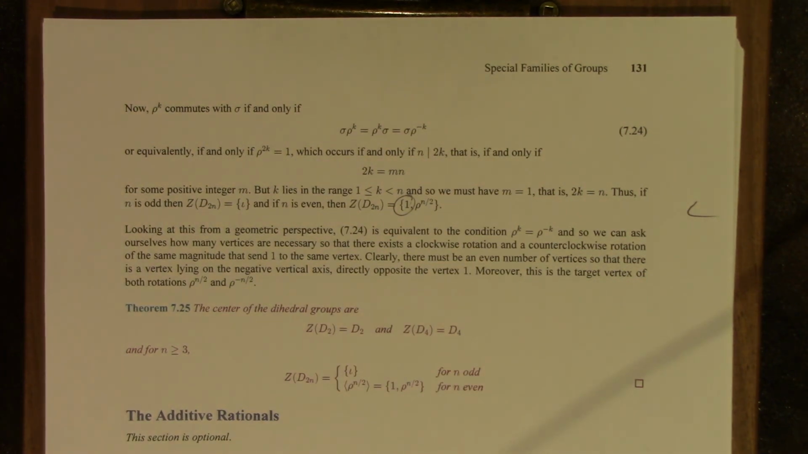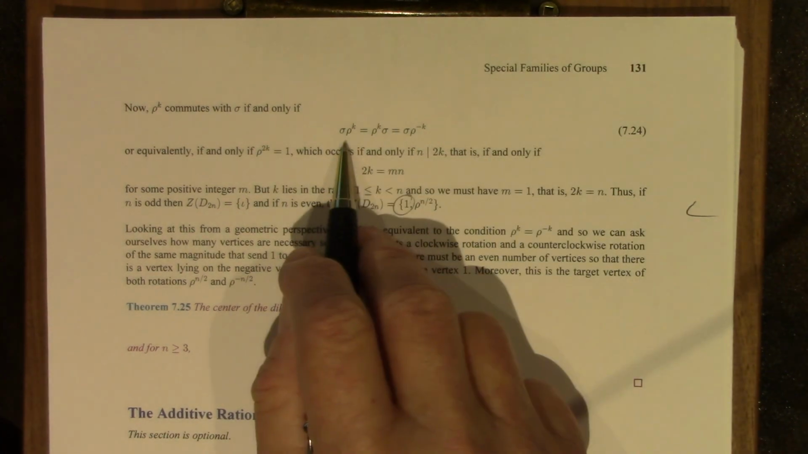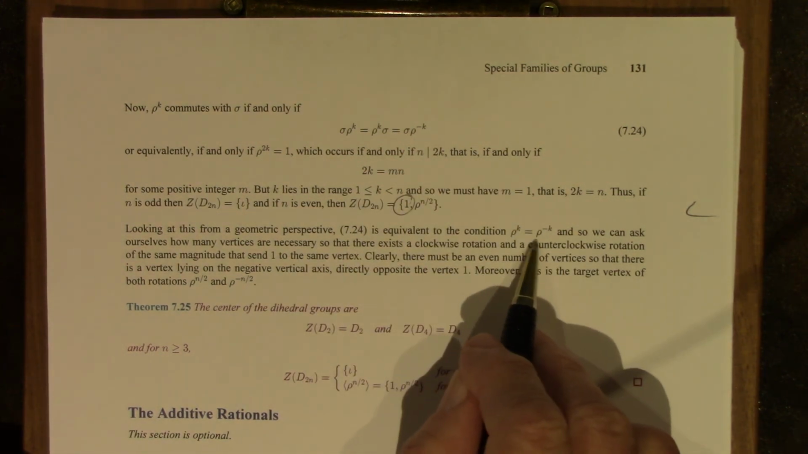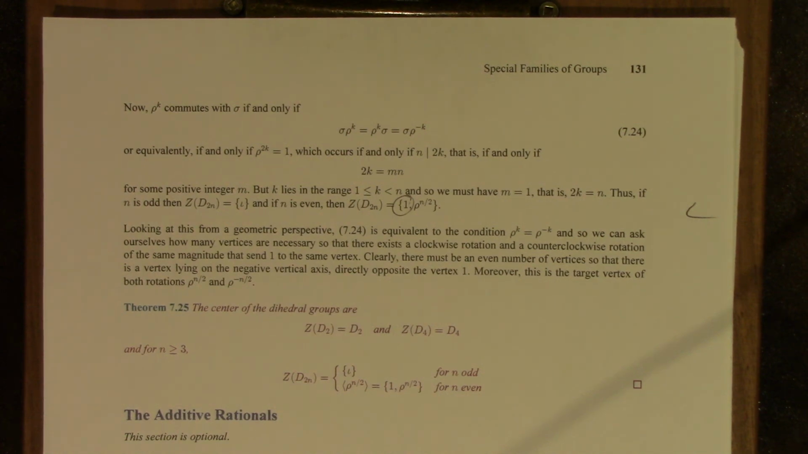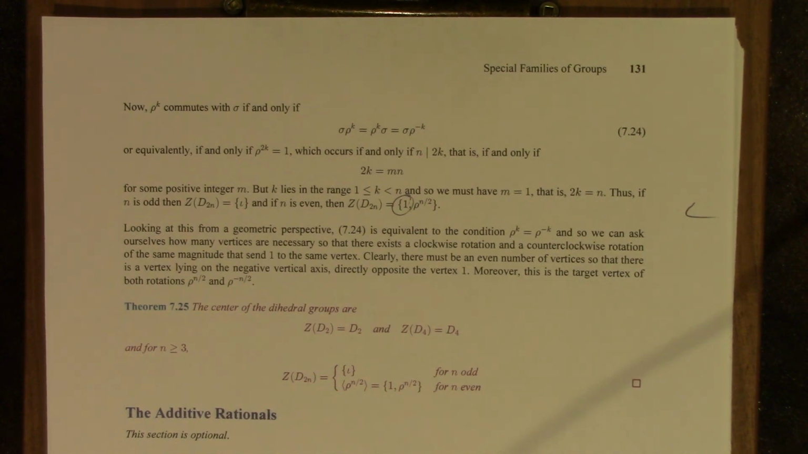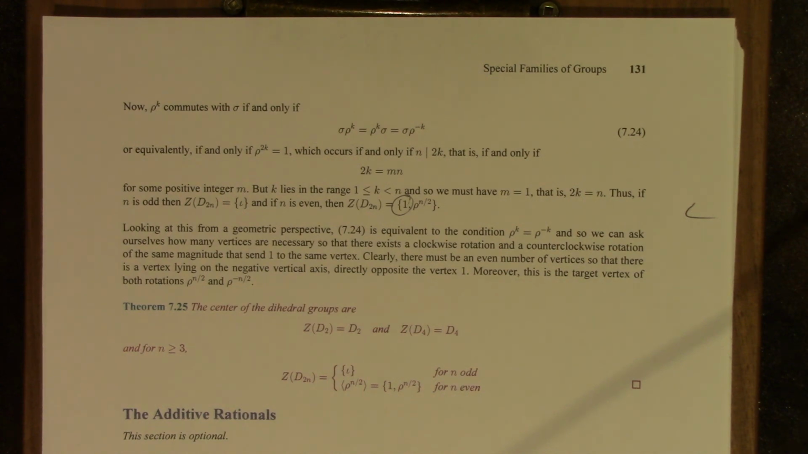You can see this from a geometric perspective. This equation here is equivalent to rho to the k equals rho to the negative k. So a k-click clockwise rotation has to be equal to a k-click counterclockwise rotation. You have to get to the same location by going k times clockwise or k times counterclockwise. For which polygons does that work out? They have to have an even number of vertices. You go halfway around clockwise or halfway around counterclockwise, you come to the same place. And the target of either one of these rotations is the vertex directly opposite vertex 1, so it's the vertex on the negative y-axis.